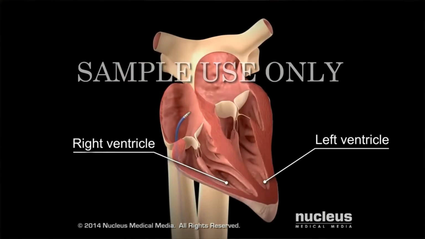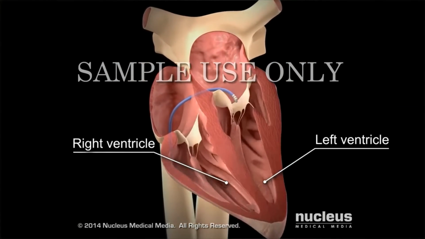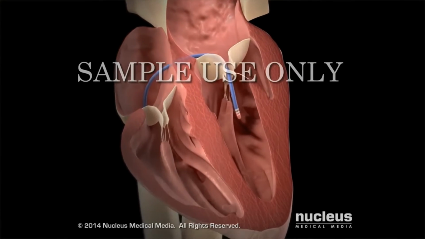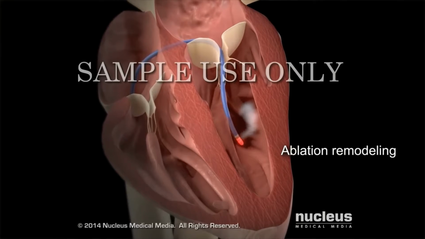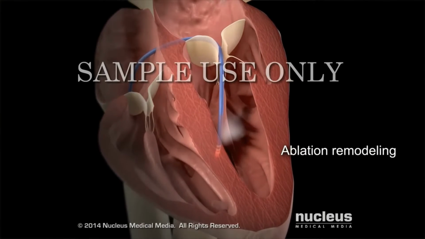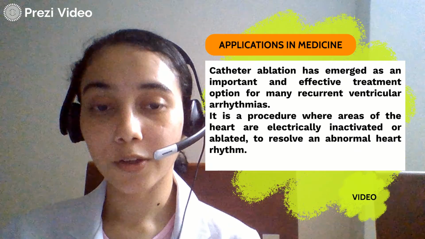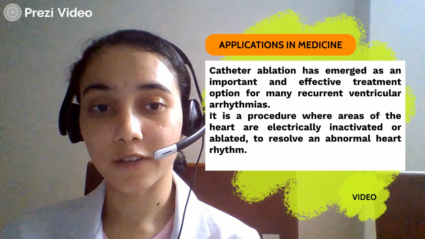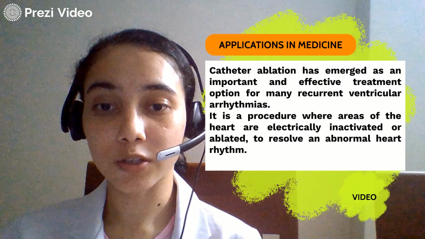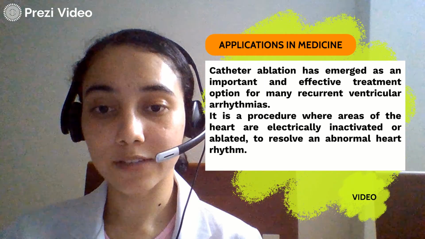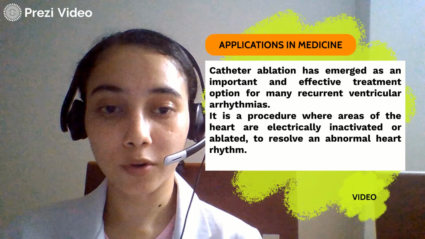If the cause of the arrhythmia is in the ventricle, the doctor can do either focal ablation or ablation remodeling to treat more complex arrhythmias of the ventricle. Applications in medicine. Catheter ablation has emerged as an important and effective treatment option for many recurrent ventricular arrhythmias. It is a procedure where areas of the heart are electrically inactivated or ablated to resolve an abnormal heart rhythm.